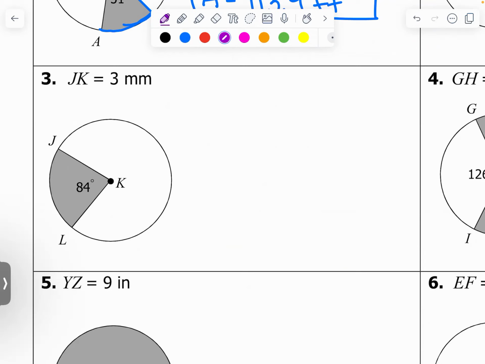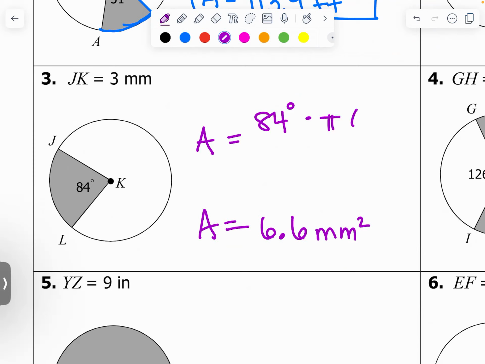Alex, what did you get for an answer? Do you agree with Alex? Yes. To get that, Alex, did you take 84 times pi times 3 squared over 360? Yep. Excellent. I think you guys are gonna be okay. Now, let's look at number 5.